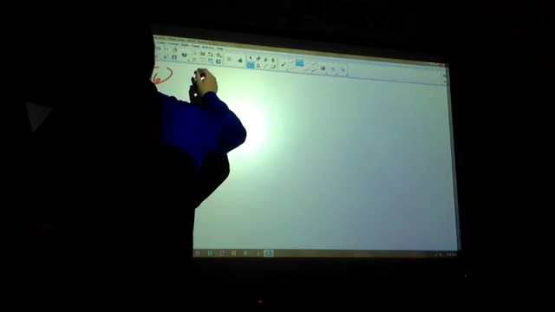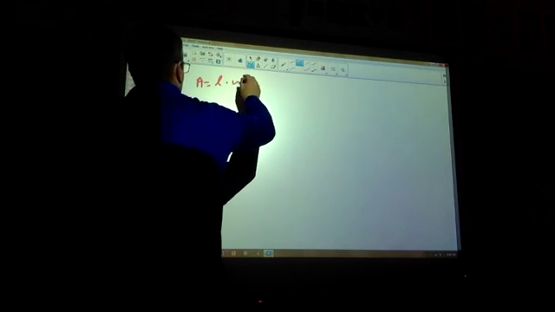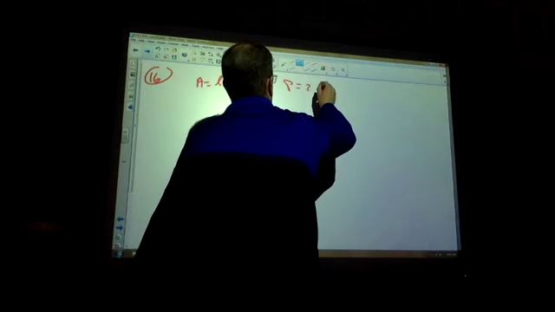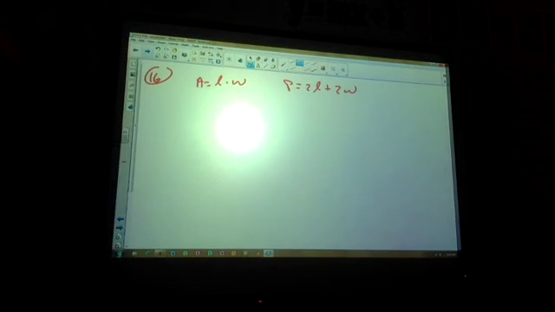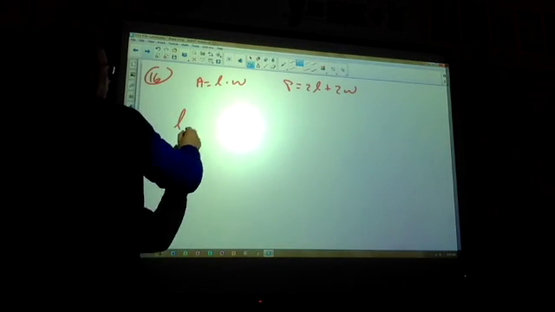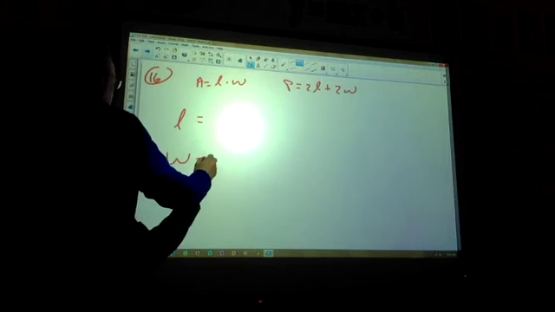Okay, rectangle. I know if I have a rectangle, the area is equal to length times width, and the perimeter is equal to 2L plus 2W. Those are the two equations that should be in your back pocket on this. And they tell us we have the length and the width, so there's some relationship between the two.